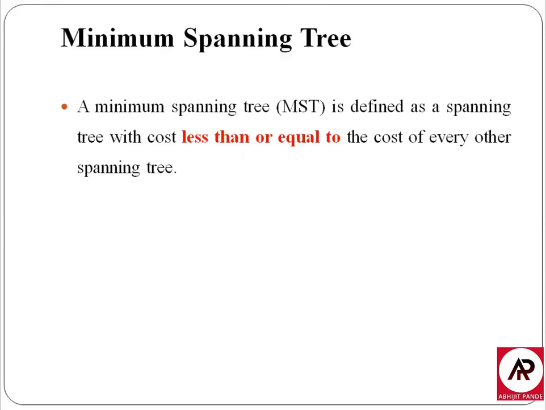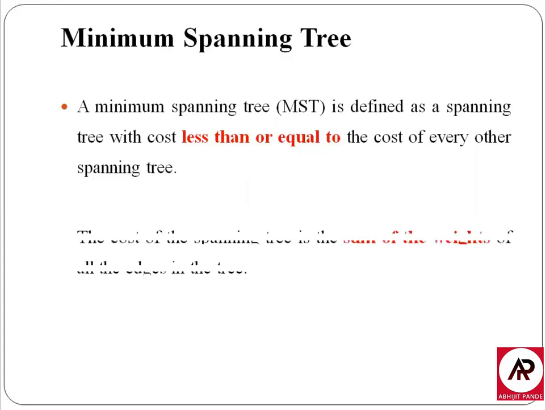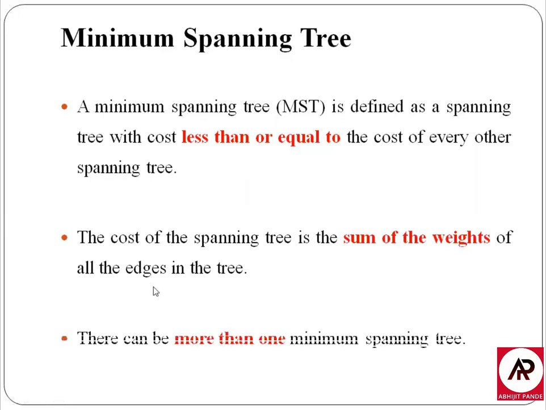So a minimum spanning tree is a spanning tree with a cost less than or equal to the cost of every other spanning tree. Here I mention the words equal to because if the weights assigned to the edges are the same, then in that case we might get more than one minimum spanning tree. The cost of the tree is the sum of the weights of all the edges present in the tree. And as I told you earlier, if the weights assigned to the edges are the same, then there is a possibility of more than one minimum spanning tree. Now, let us consider an example to understand the topic of minimum spanning tree in detail.